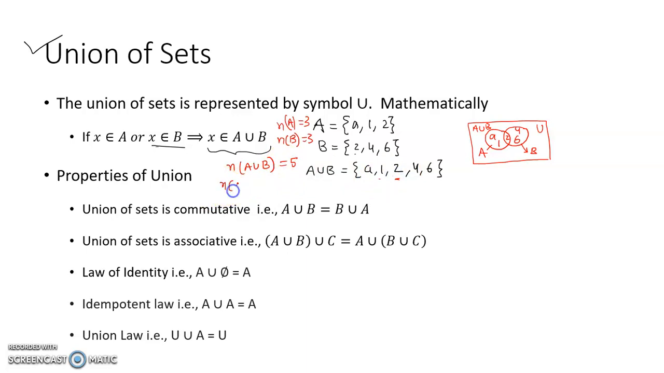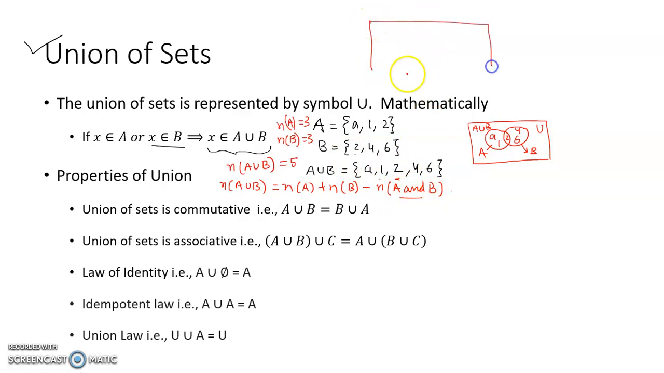So the number of elements in A union B can be given by the number of elements in A plus the number of elements in B minus the number of elements in A and B. If you see A and B, there is one element which is in common too, which will later be represented by intersection of sets, and that's how it is.